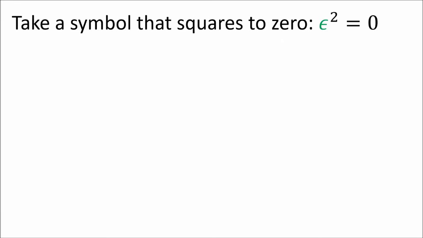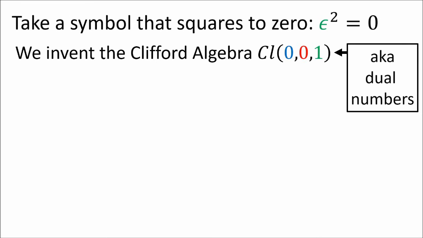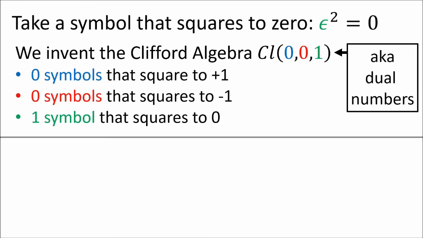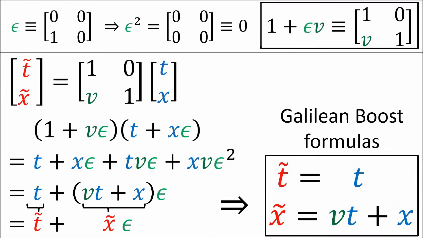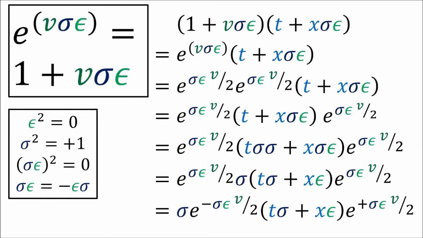As a very quick aside, when we have a symbol epsilon that squares to 0, we get the dual numbers. And these can be used to do Galilean boosts from Galilean relativity. You can pause if you want to look at the details, but the matrix representation of epsilon helps us build a Galilean matrix that changes coordinate frames according to Galilean relativity. We can do double-sided transformations that perform Galilean boosts, which can also be written with exponentials.